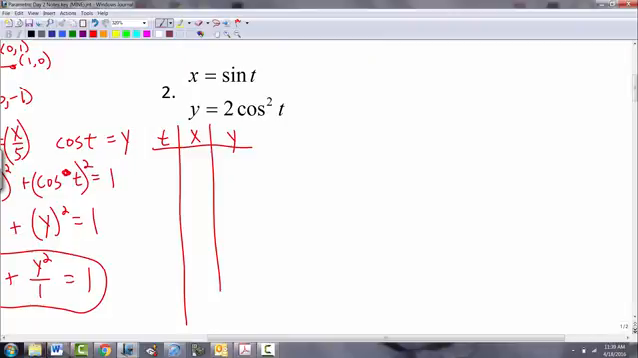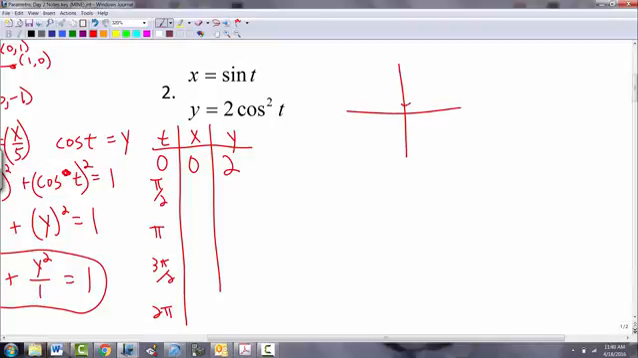All right, so that same 0, pi over 2, pi, 3 pi over 2, 2 pi. This one's a little strange in what happens. What's sine of 0? 0. What's cosine of 0? 1 squared is 1, times 2 is 2. Let's put that graph up here, so we have 0 comma 2. What's sine of pi over 2? 1. What's cosine of pi over 2? 0 squared is 0, times 2 is still 0. 1, 0. Strange. So if we go from 0 to pi over 2, it looks like we have something that connects from here to here.